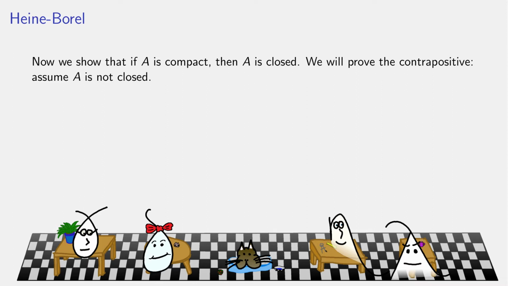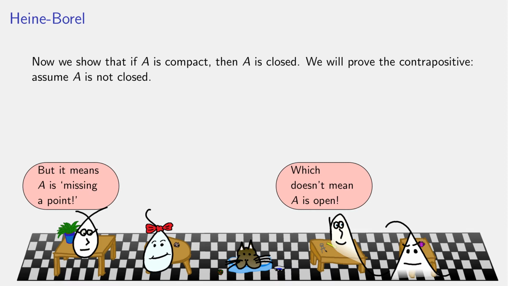We're going to prove the contrapositive. If a set is not closed, then it's not compact. So assume the set A is not closed. That doesn't mean the set is open. A set doesn't have to be open or closed. If it's not closed, however, it is missing a limit point. There must be a limit point of the set A that isn't in A. That's what it means to not be closed.